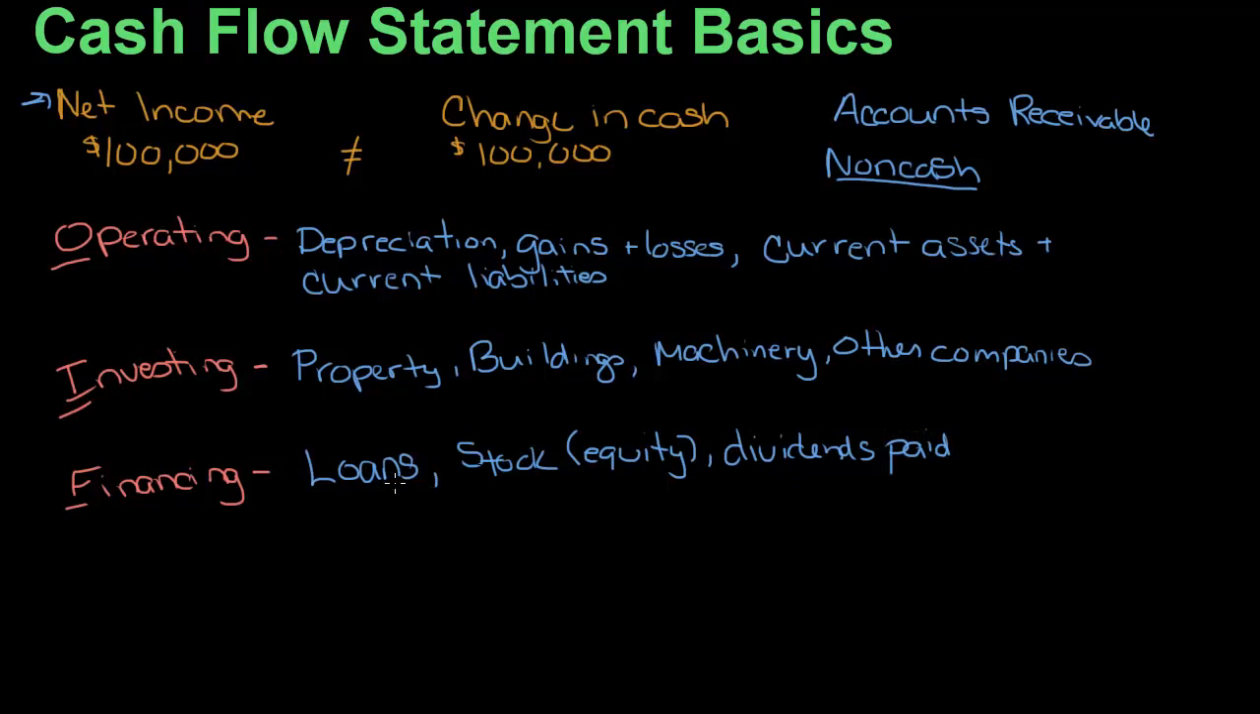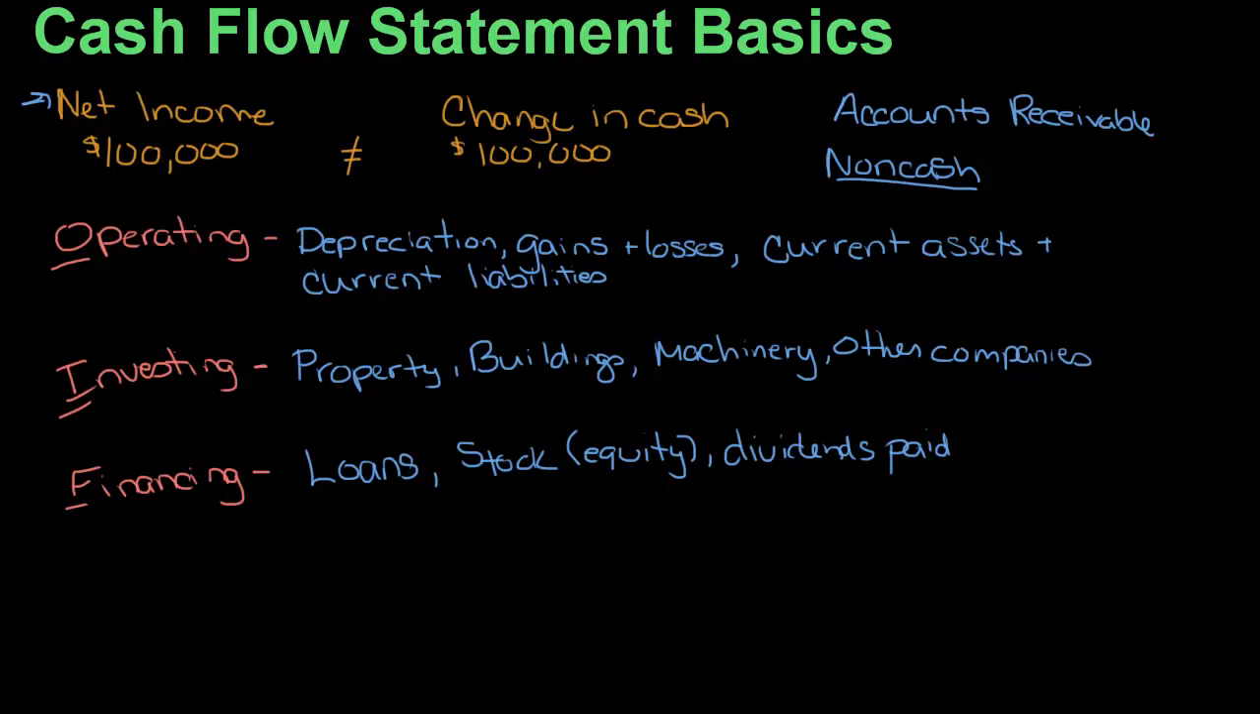Paid. Okay, now think about it. Why doesn't interest go in here? Well, interest on loans is something that shows up in our net income, right? We deduct that to reach our net income. Dividends, however, do not go on the income statement. They go on the statement of retained earnings. So therefore, that's why dividends paid goes under financing, but interest does not. Okay, so those are some basics of the cash flow statement and what goes into each section.